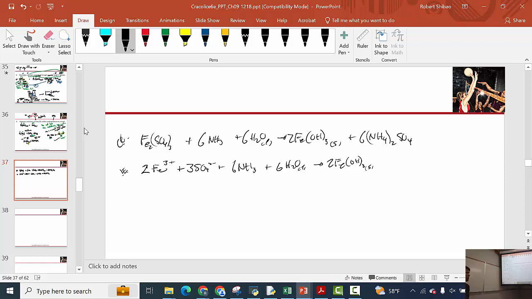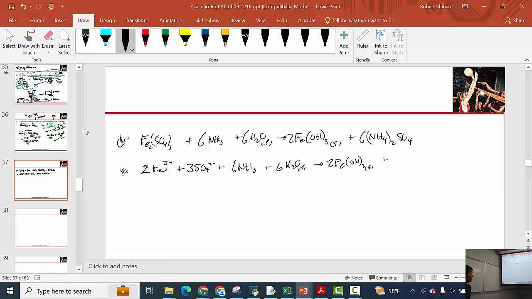Ammonium sulfate, is that a strong acid? No. Strong base? No. Soluble salt? All ammonium salts are soluble. No exceptions. And so this is soluble. And so let's go ahead and balance it. What are we going to get?